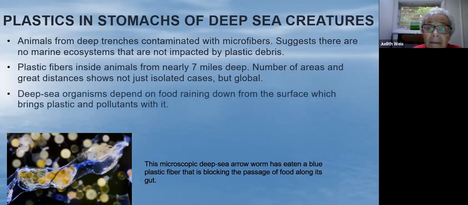Deep sea organisms in general depend on food coming down from surface waters. As the food, dead animals and so forth, comes down slowly, it's bringing plastic and pollutants with it as it slowly sinks to the deep sea and becomes food for these animals way down there.